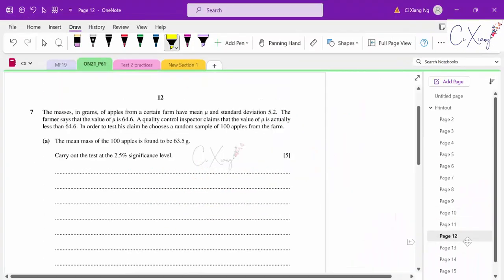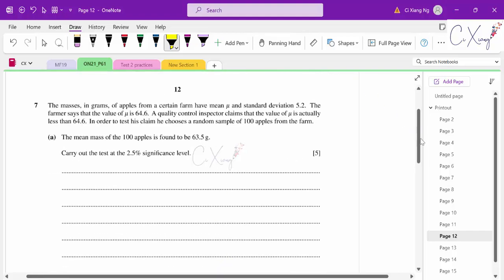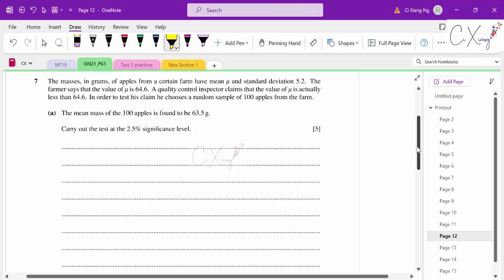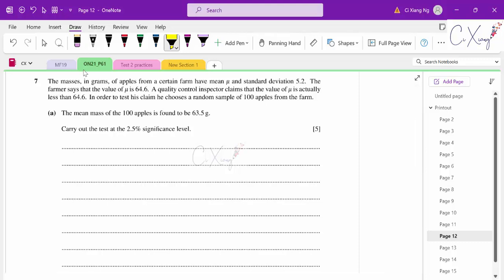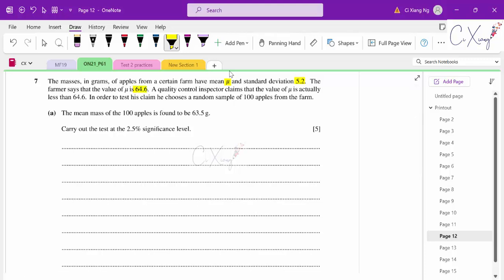Then let's proceed to question number 7, which is also the last question for this paper. We have the mass in grams of apples from a certain farm, with mean and also standard deviation 5.2. The farmer says that the mean should be 64.6. Then a quality control inspector claims that the mean is actually less than that. So highlight the keyword less than again.